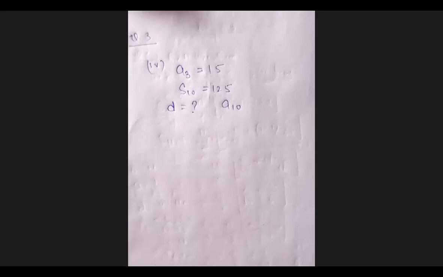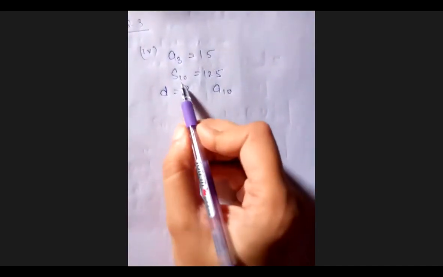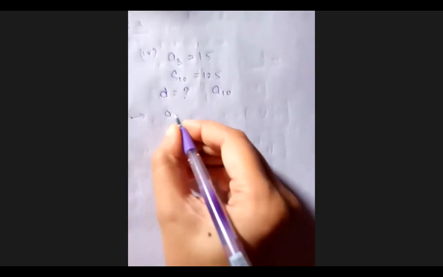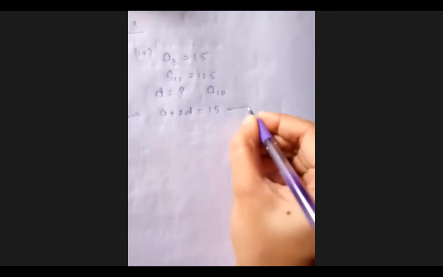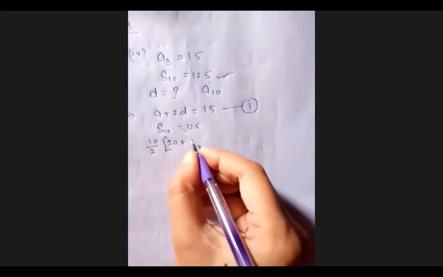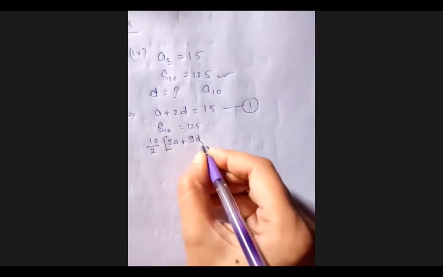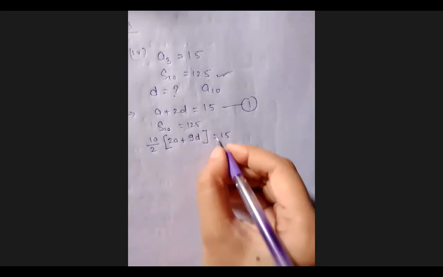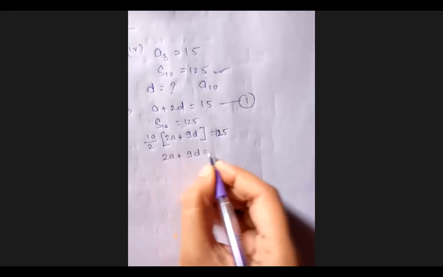Whatever queries you have, all questions we will discuss here. So here A3 is given 15, S10 is 125. So A3 you can write as a plus 2d equals 15. This is your first equation. Similarly, S10 is given. So how could you write this? S10 equals 125. S10 means n upon 2, 2a plus n minus 1, 10 minus 1, 9, into d. Sorry, 125. So here 2a plus 9d equals 125.